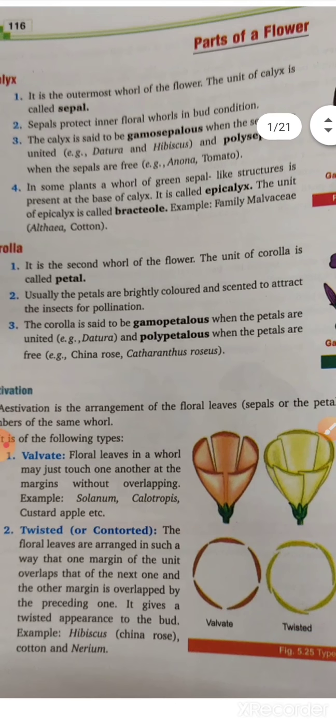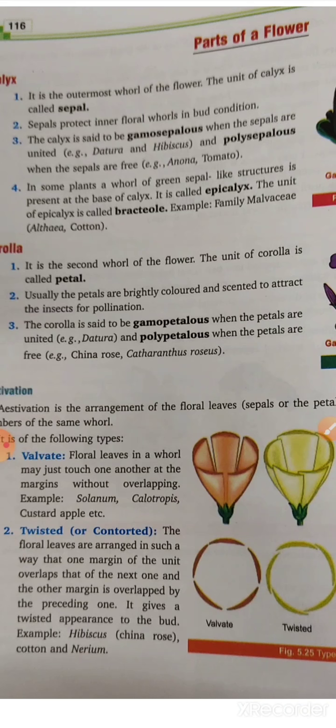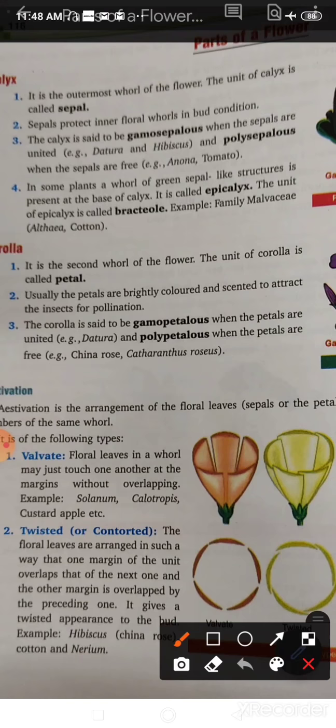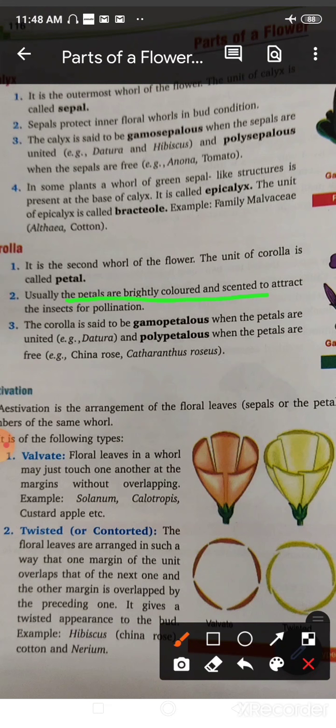We've all seen beautiful flowers, right? And mostly they are brightly colored. Of course we see white petals also, and they are scented. So petals are brightly colored and they are scented. Why are they brightly colored and scented? To attract insects for pollination. So what is the function of petal? Since they are brightly colored and scented, they attract insects for pollination. So this would be the function of the petals.